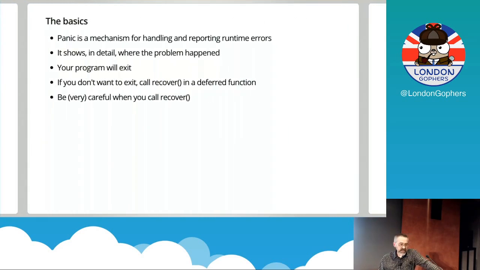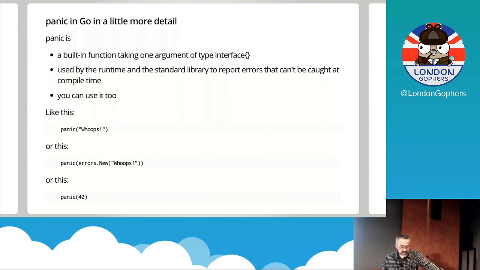Okay, so the basics: it's a mechanism that Go offers, and it's used for handling and reporting runtime errors. It gives you a lot of detail about where the problem happened. Your program exits, and if you don't want to exit, you have to call recover in a deferred function, and be very careful when you call recover because there's a lot of gotchas in there. So let's get a bit more detail.